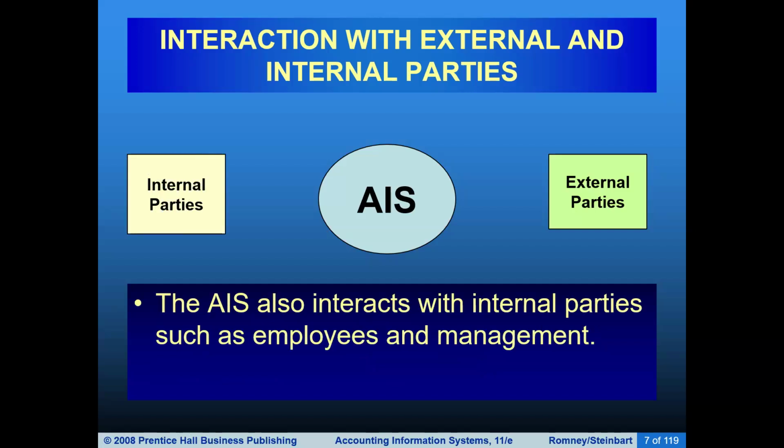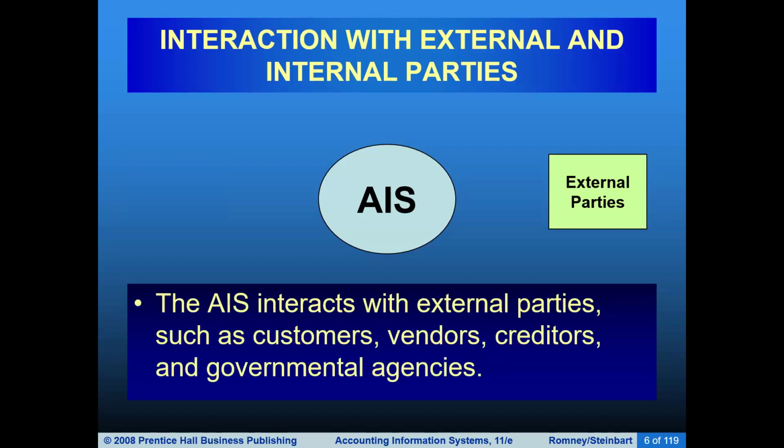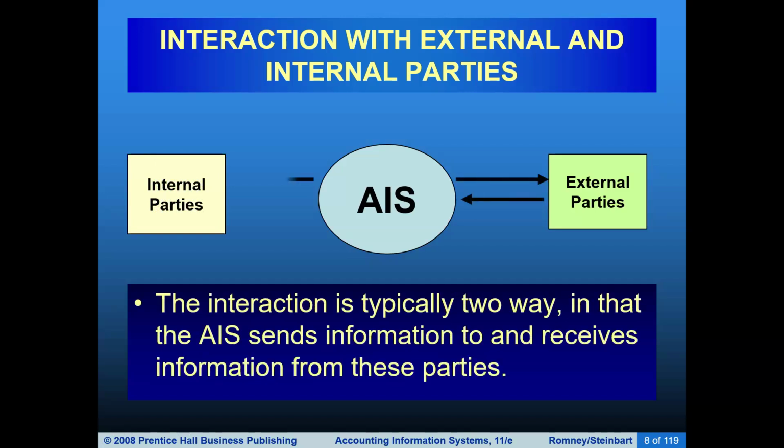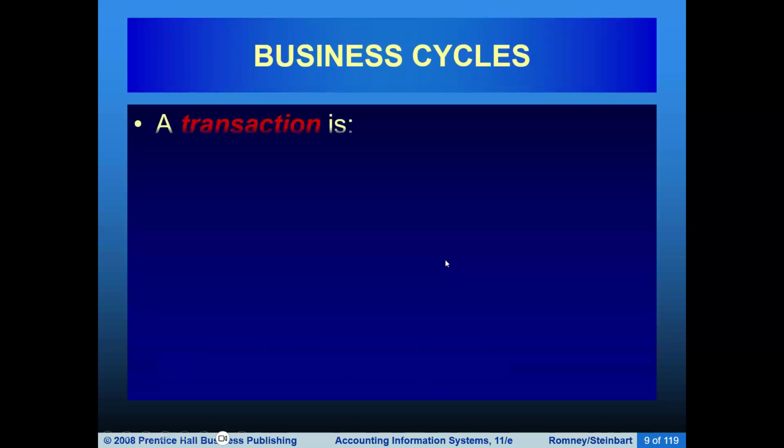You can see here the AIS interacts with internal parties such as employees and management. And here AIS interacts with external parties such as customers, vendors, creditors, and government. And AIS is also connected with internal parties. And this is reciprocal, right? The interaction is typically two-way in that the AIS sends information to and receives information from these parties. This is what happens in the AIS process. That is what you should understand clearly.